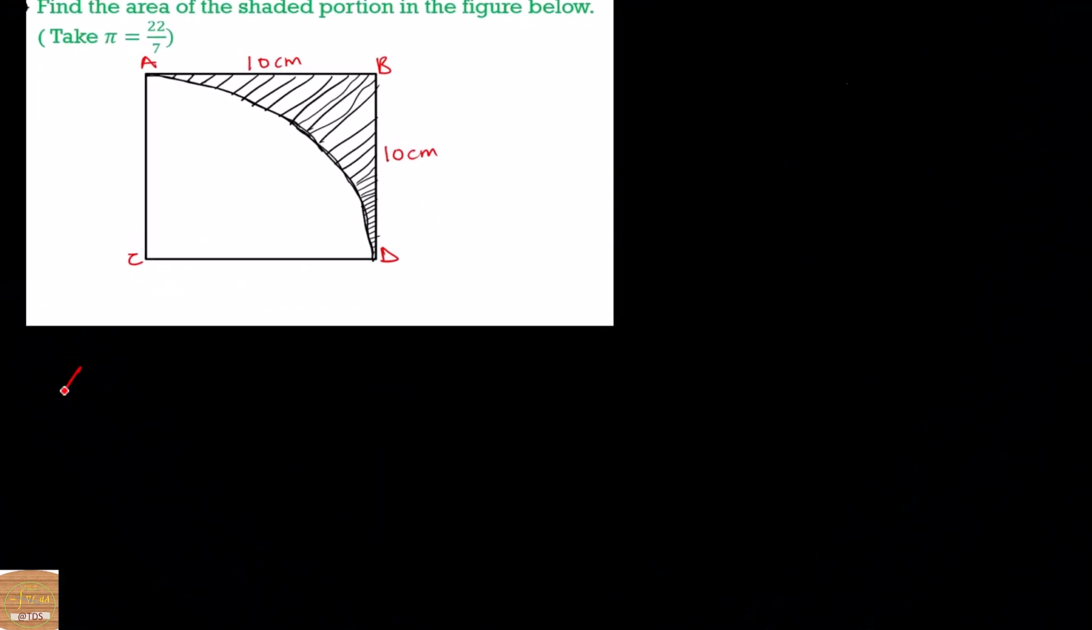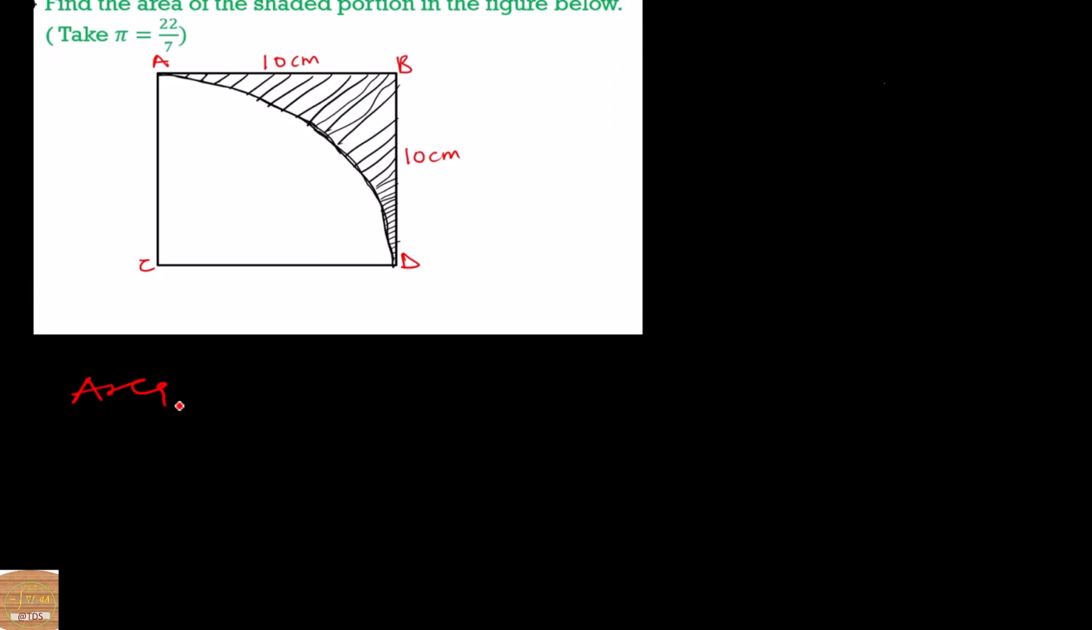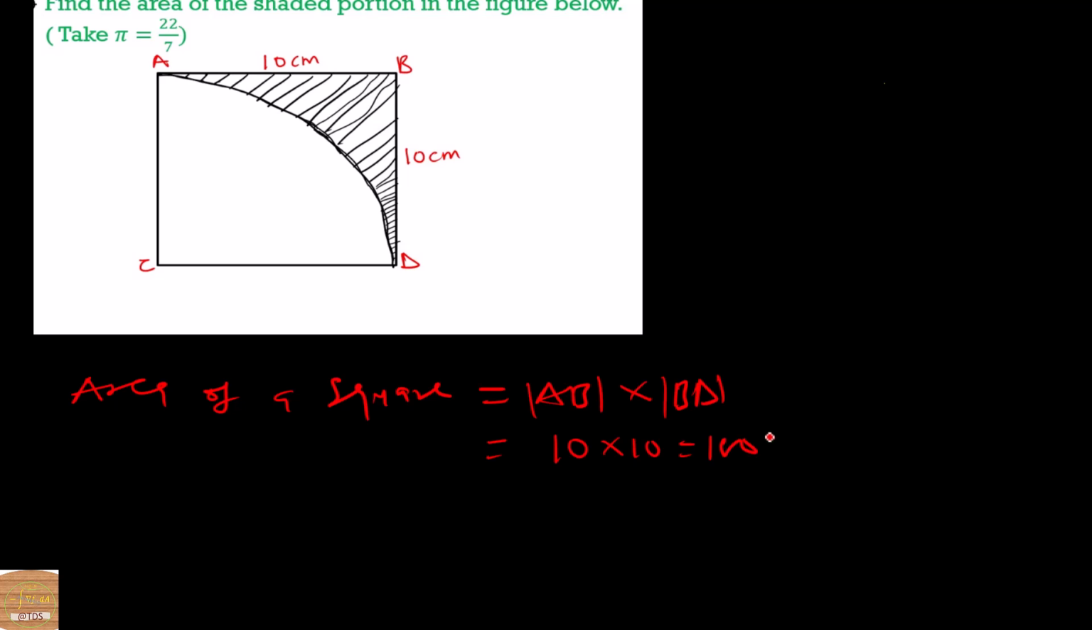For a square, the area of a square is length AB times BD. So we have 10 times 10, which is 100 centimeters squared.